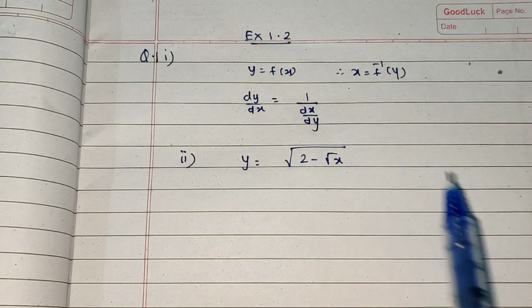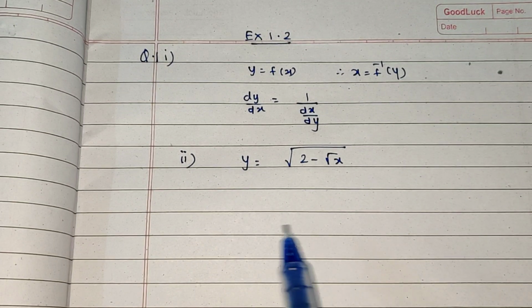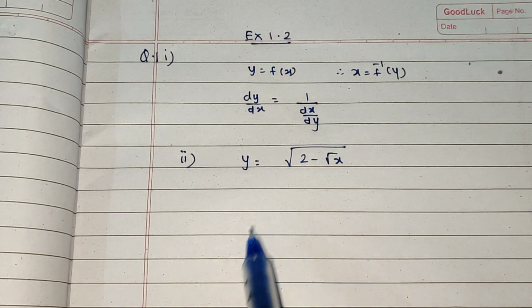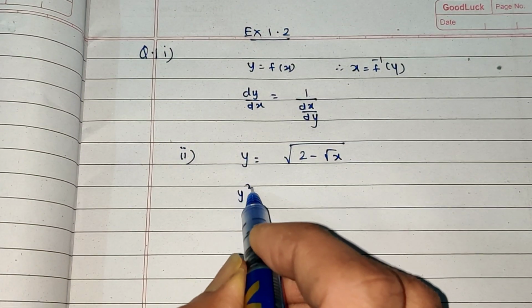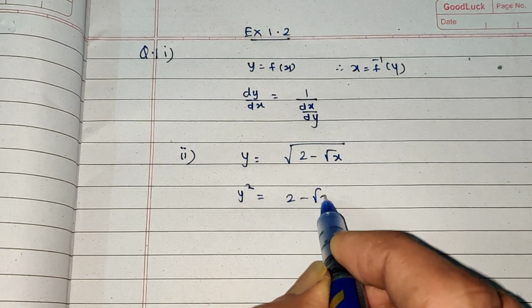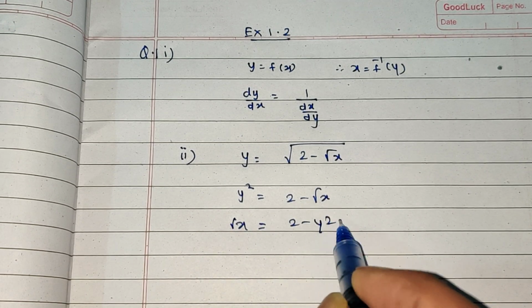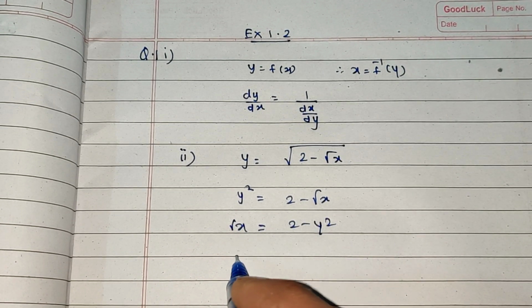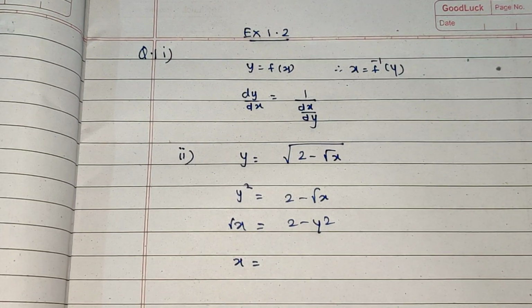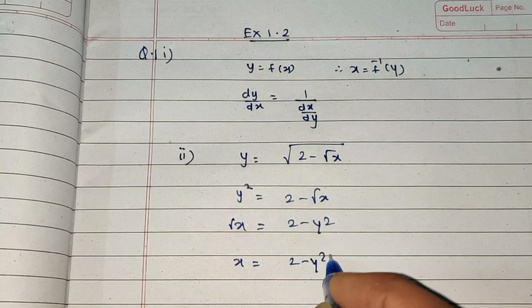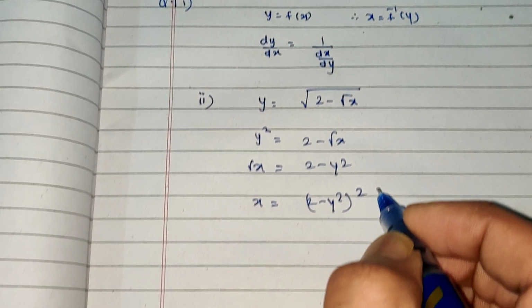y is equal to root of this. So we find x in terms of y. Squaring it, y square will be 2 minus root x. So root x is 2 minus y square. Squaring it, we will get x. x is equal to (2 minus y square) whole square.